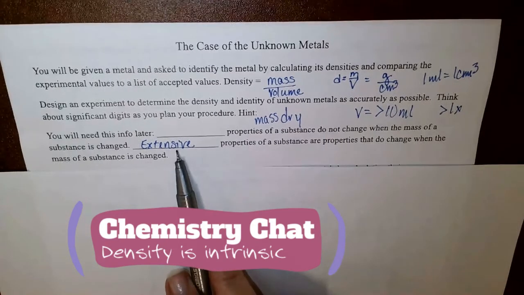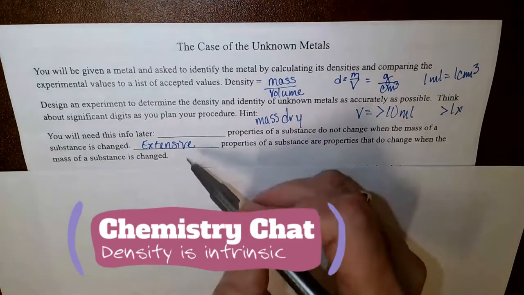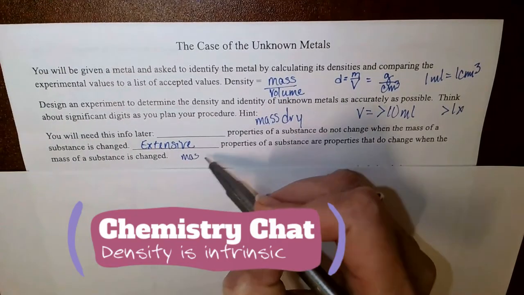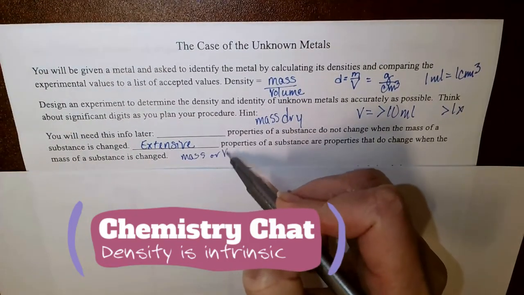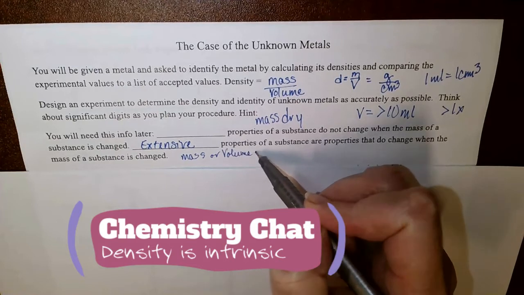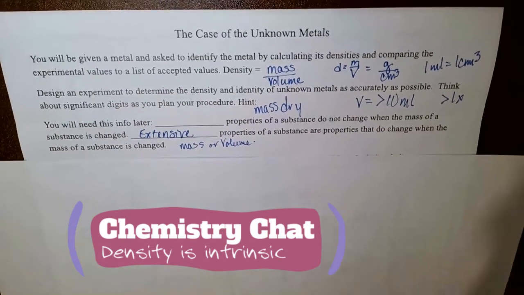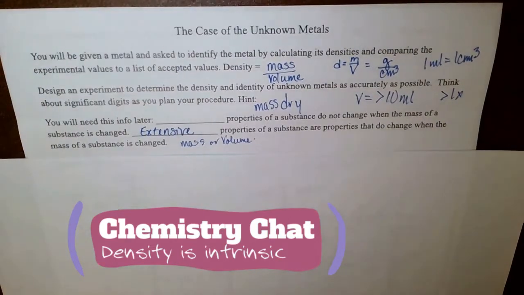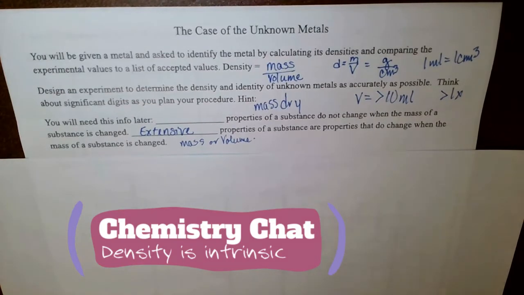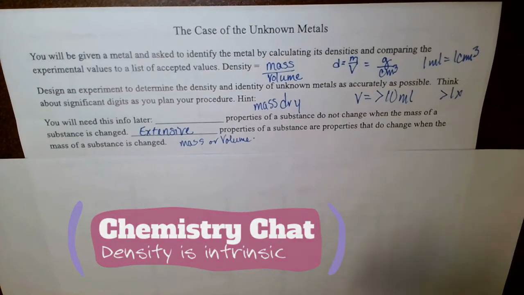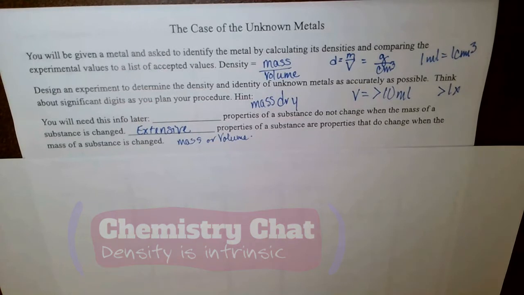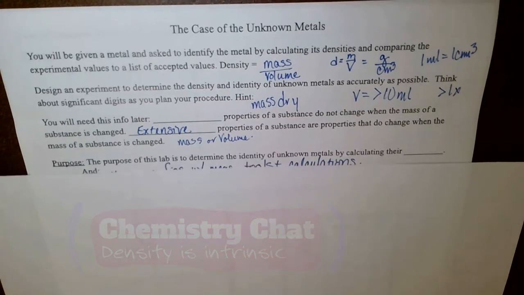I've already filled in: extensive properties of a substance are properties that do change when a substance changes. So this is things like mass or volume. When something has intensive properties, they do not change. That means that no matter what size it is, it will always have this property at this temperature. And those are intensive properties of a substance.